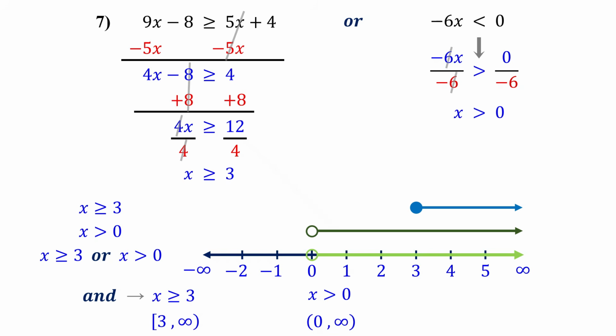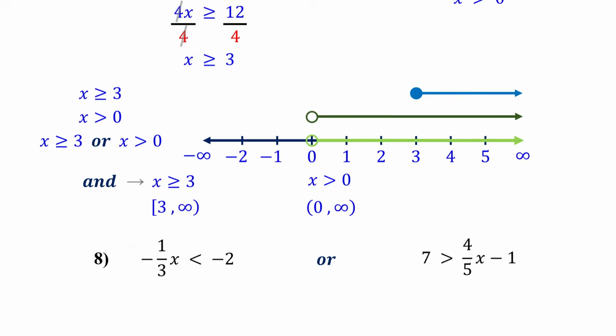To sum it up, when the graphs of the two inequalities shade in the same direction, for an OR compound inequality, the solution is the larger shaded region, that's the union. But for an AND compound inequality, the solution is the smaller shaded region, that's the overlap. Makes sense, right? All right.